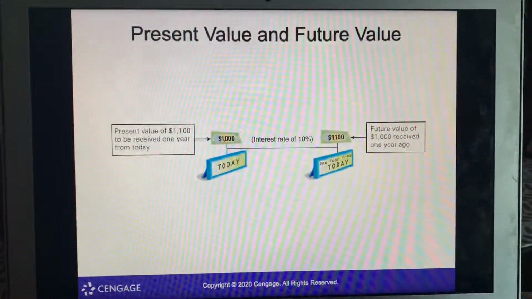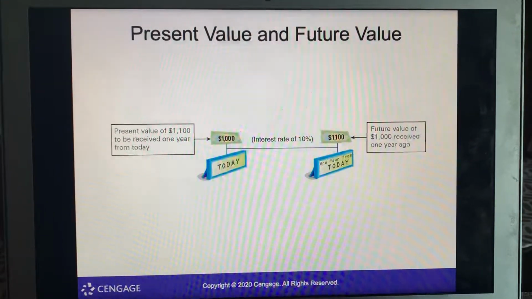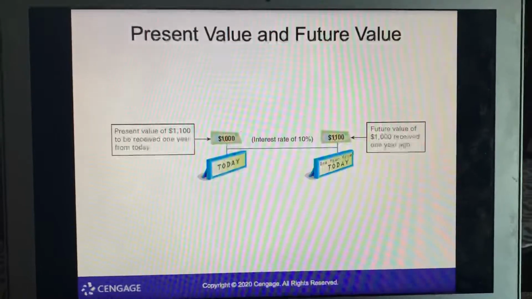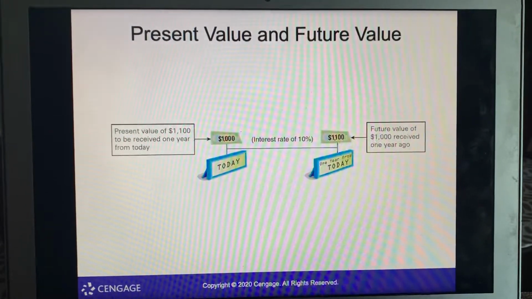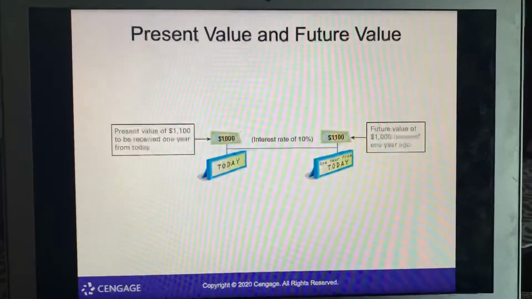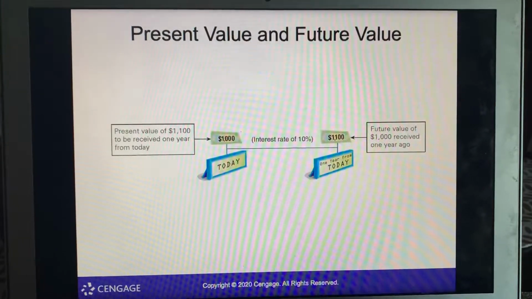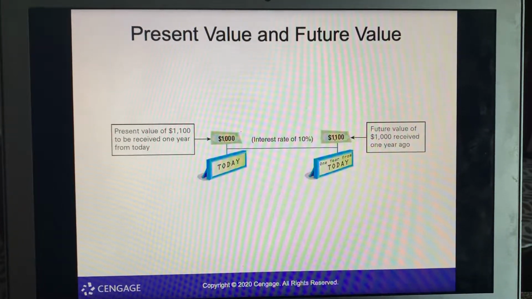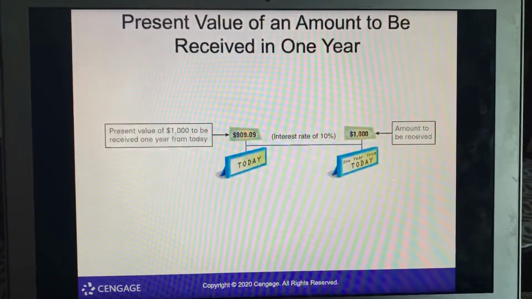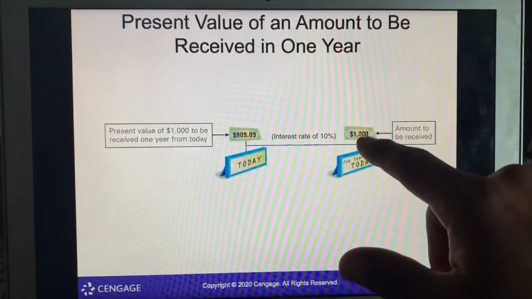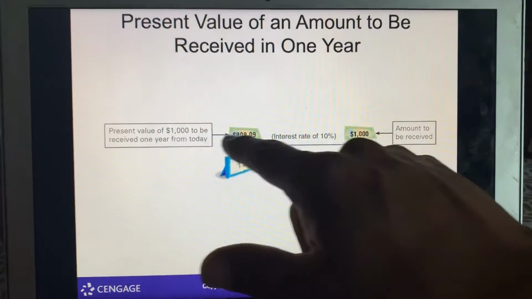Okay, so that takes into account not only the interest rate, but, oh man, I forgot the term. Well, anyway, it's the amount of money that you would pay right now for the future, or if you get a loan, how much it would be worth whenever you pay for it today. Okay, so just think of it like that: present value and future value. Present value of an amount to be received in 1 year.